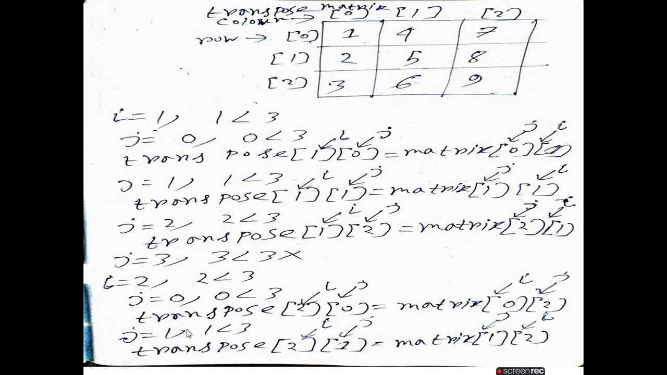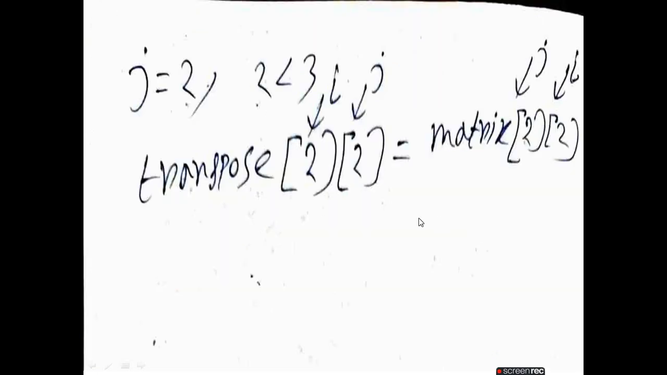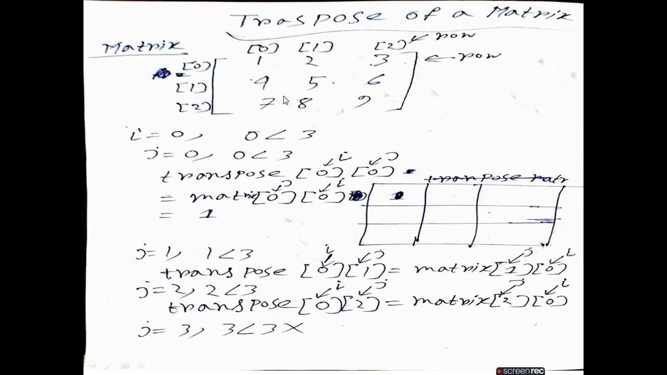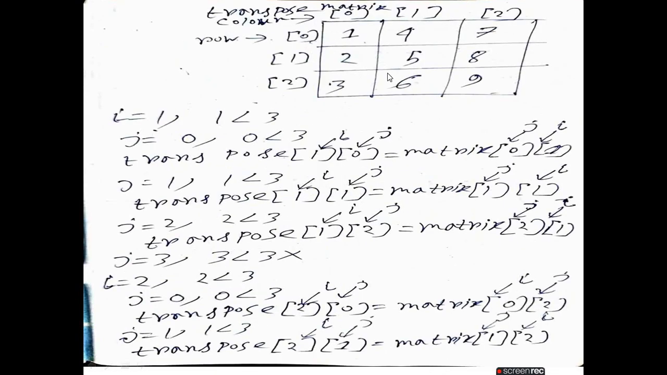Next, again increment J. J becomes 1 now. 1 is less than 3. Yes. Transpose of, what is the I value? I is 2, J means 1. So transpose of 2, 1. Transpose of 2, 1 is successfully inserted with the value of matrix 1, 2, because J value is 1, I value is 2. Matrix 1, 2. What is the value of matrix 1, 2? 6. So transpose of row 2, column 1 is successfully inserted with the value 6.